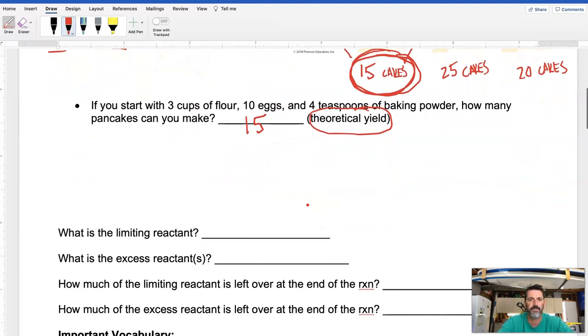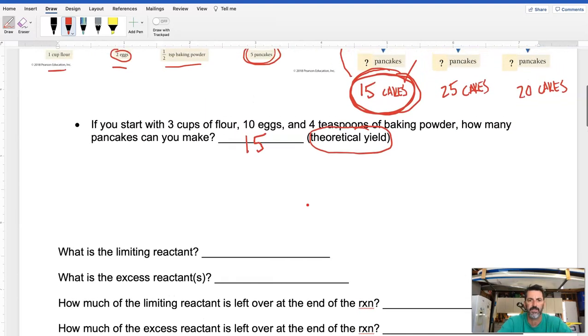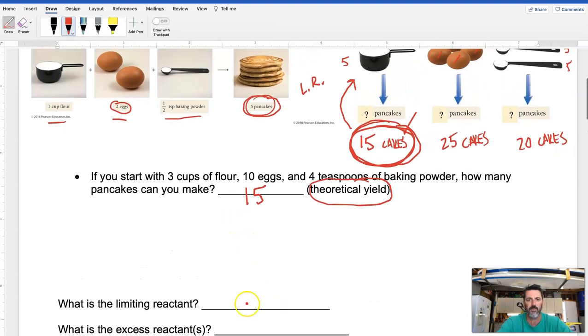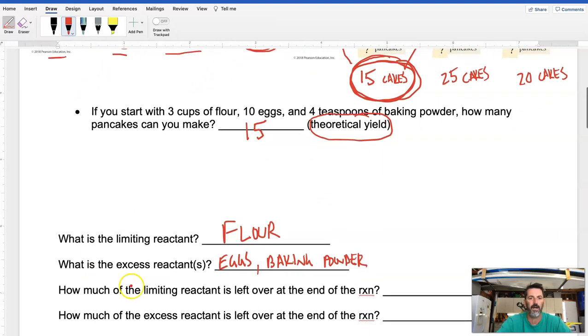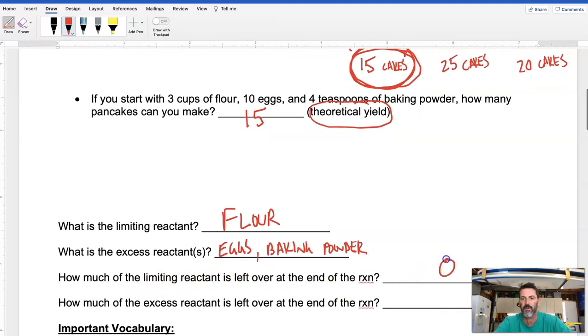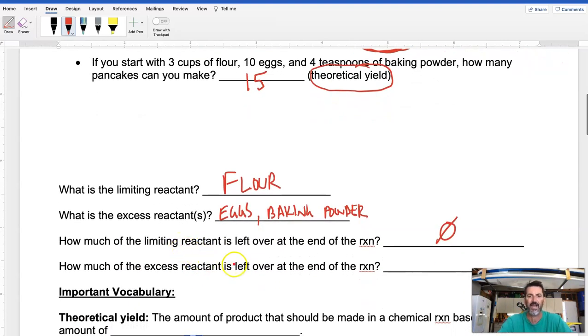All right, so if we go down to answer these questions, what is the limiting reactant? Well, that was our flour, because it got used up. What was excess? Well, we had some eggs left over, and we had some baking powder left over. Those again are called our excess reactant because they did not get used up. How much of the limiting reactant is left over? Nothing. We don't have any flour left.